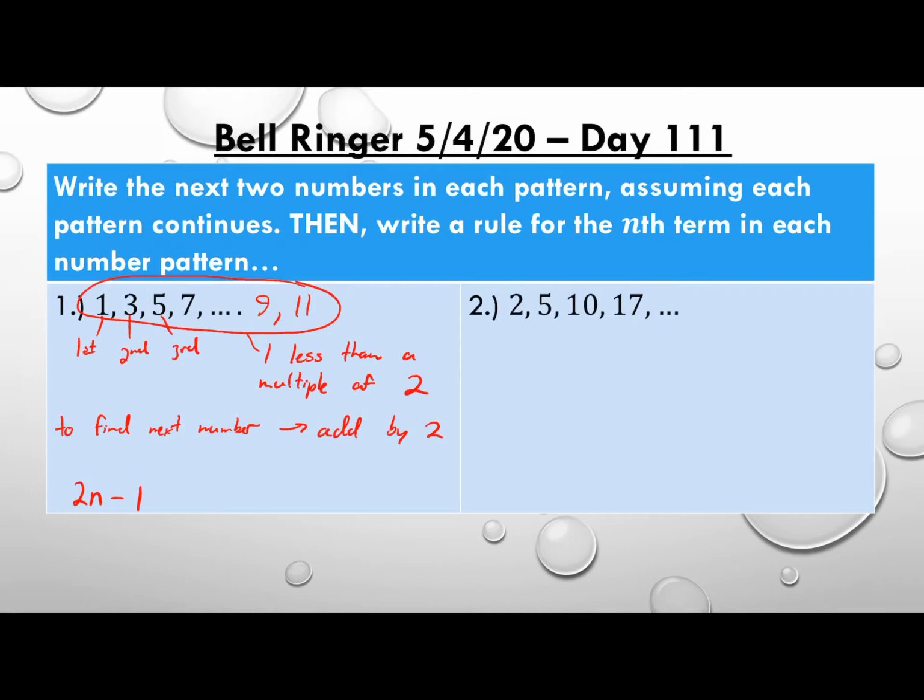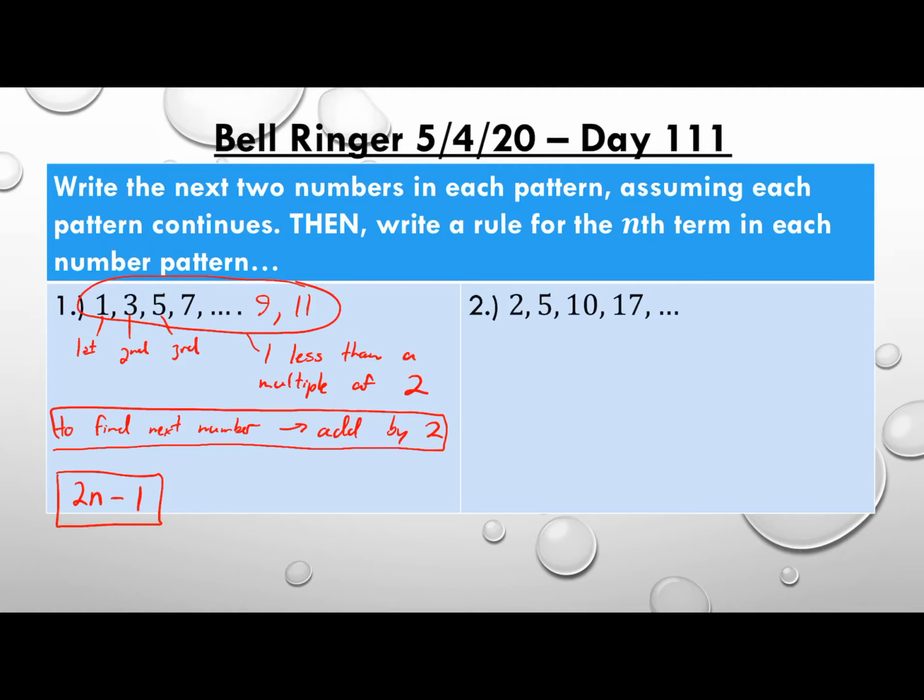So 2n minus 1 is one less than a multiple of 2, and a multiple of 2 is just 2 times something. So this would be our rule. This is a more formal way to write it, 2n minus 1, and this was a more informal way to write it: to find the next number, just add 2. So that is a very basic example of what a sequence looks like.